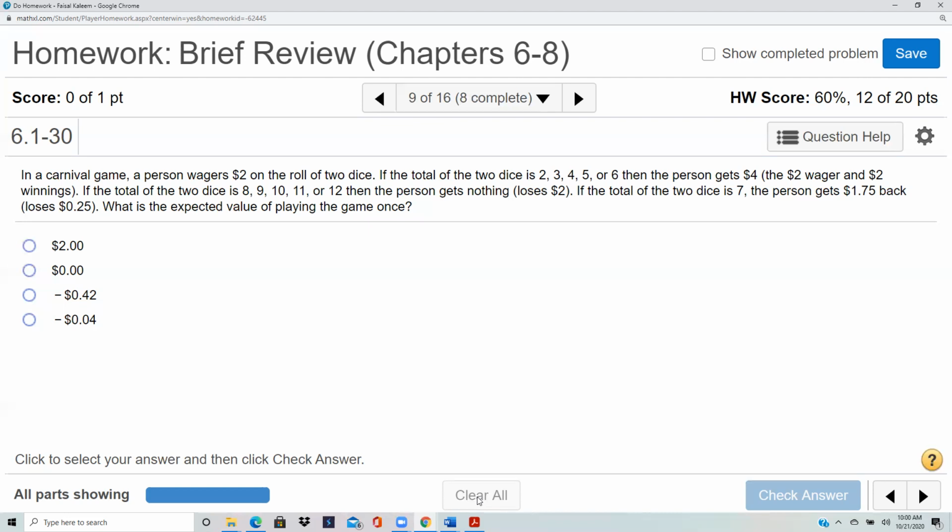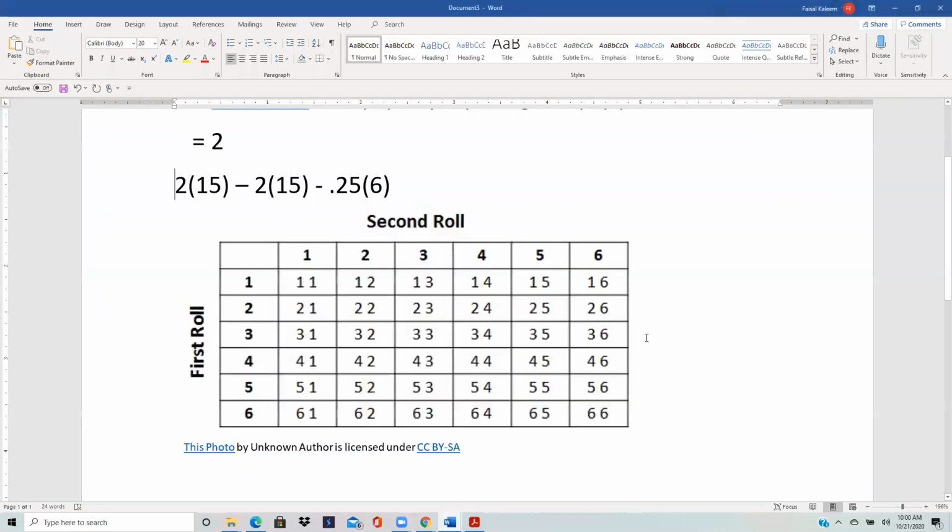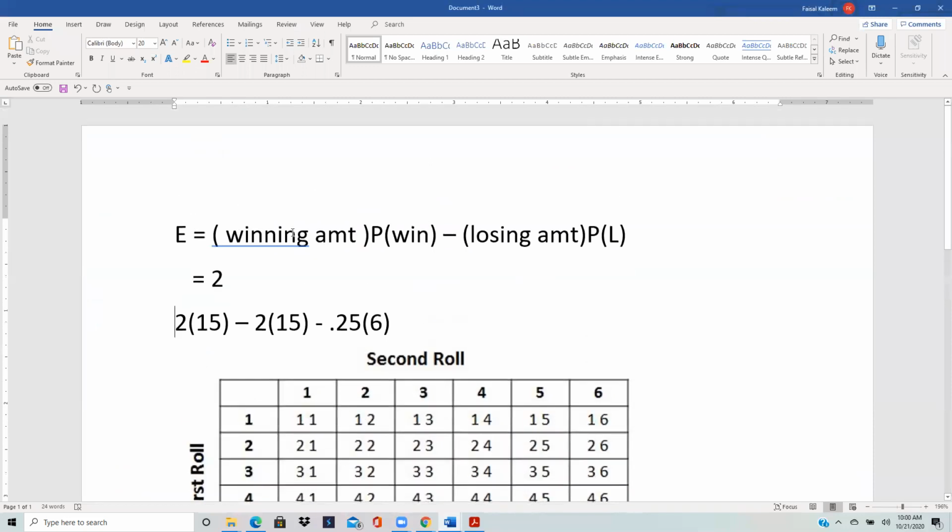Oh, no. We do have to divide by 36. I will tell you why. Let's see here. So what's the formula? Winning amount times probability of win, right?